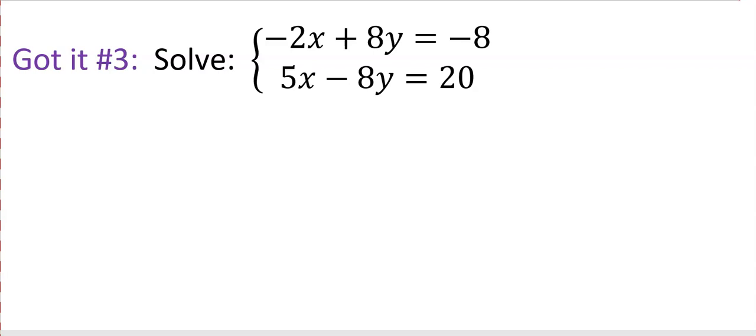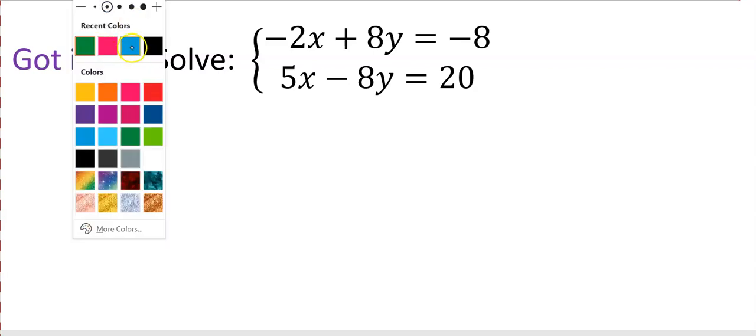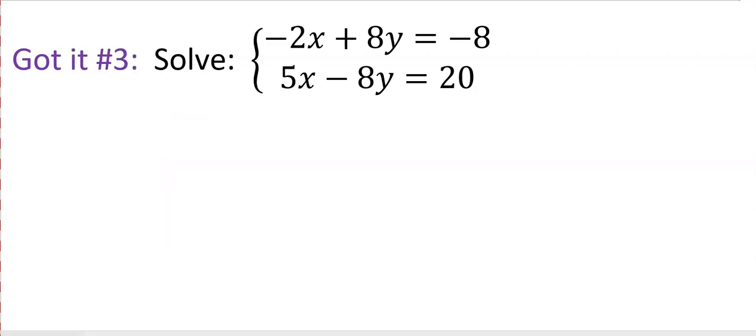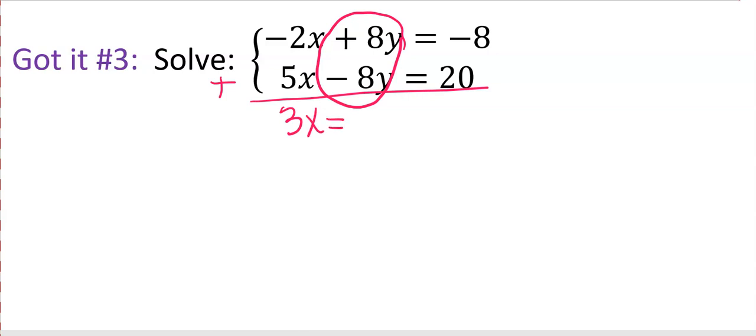In the next one, which column would be easiest to get rid of? The 8s. And I'm kind of hoping they gave us one where they didn't do that already. But on this one, notice how these are opposite signs and the same number already. So I'm going to add. So I get 3x equals 12. X equals 4.